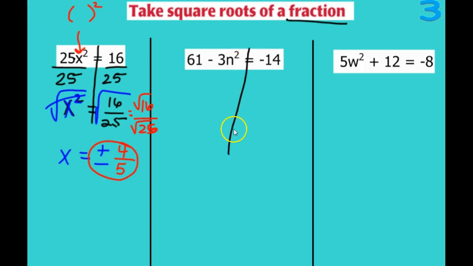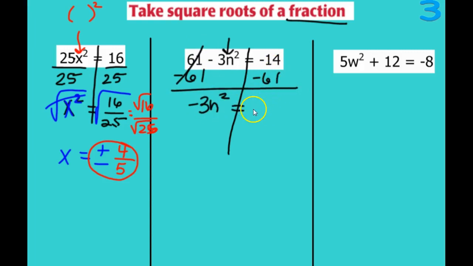Alright, getting more complex now. We want to get the letter n all by itself, so get rid of addition and subtraction. I'm going to subtract 61. We have negative 3n squared equals negative 75. These are all negatives, so adding these up, same sign, 75. And then the opposite of multiplying is divide. We're going to divide by a negative 3. Two negatives here make a positive. 75 divided by 3, think of quarters. 75 cents divided by 3 is 25 cents.